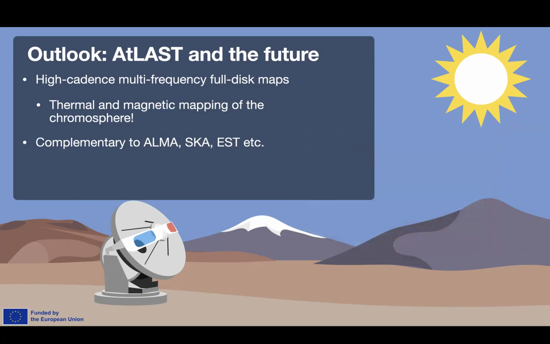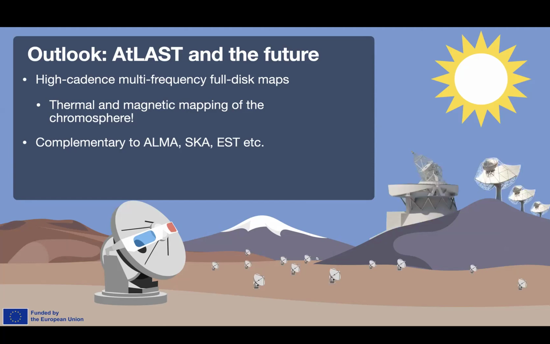As such, AtLAST would be highly complementary to other solar and solar capable instruments that are currently operational and that will be operational by the time AtLAST is built. It would be highly complementary to ALMA itself, but also to the Square Kilometre Array in South Africa and Australia, and the European Solar Telescope to be built in the Canary Islands of Spain. As we have seen, non-targeted full disk mapping is great for capturing highly dynamic phenomena that are hard to predict, such as solar flares.